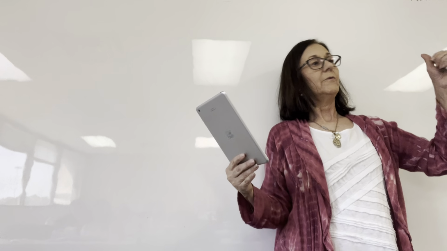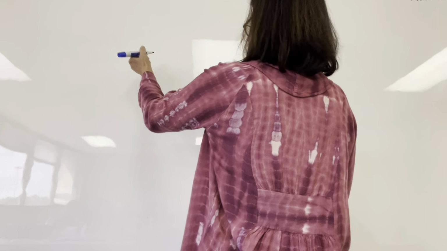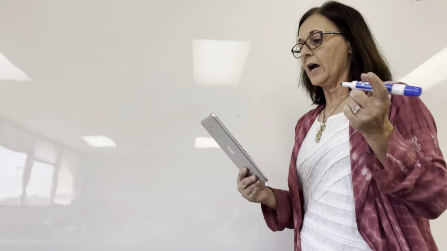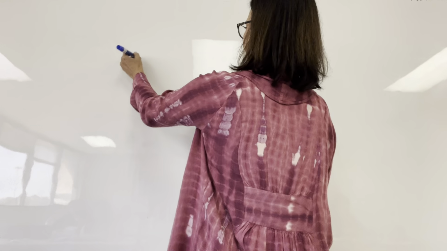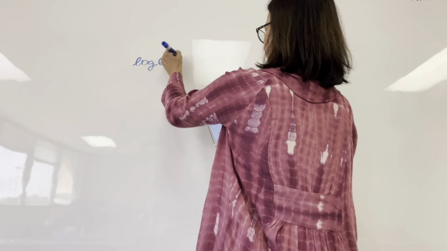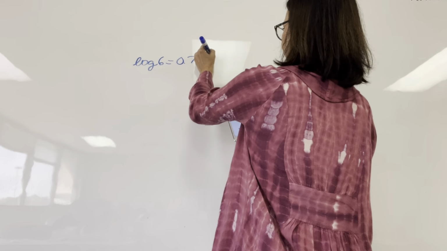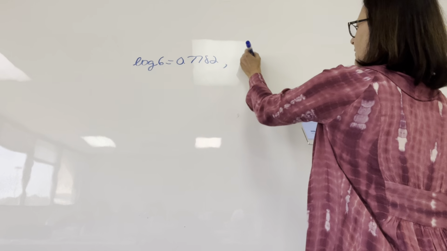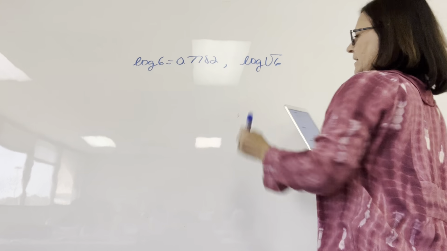Look at example 4. Is everybody with me on example 4? We've done the product law. We've done the quotient law. Now we're going to do the power law. All right? So in A, it's given that the log of 6 is 0.7782. What is the log of the square root of 6?